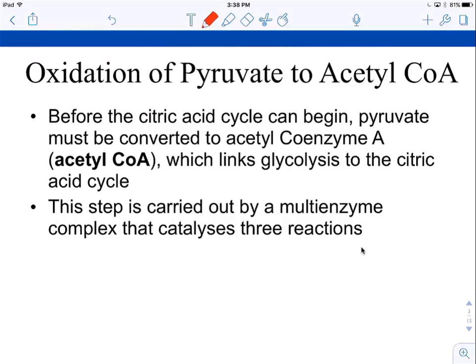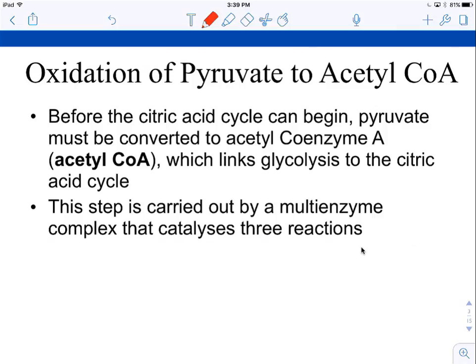So once we have pyruvate in the cytosol, we have to get pyruvate into the mitochondria. And if you recall, mitochondria have two membranes. And if you recall everything we know about getting things in and out of and across membranes, it is no easy trick. So we have to get pyruvate into the mitochondria.